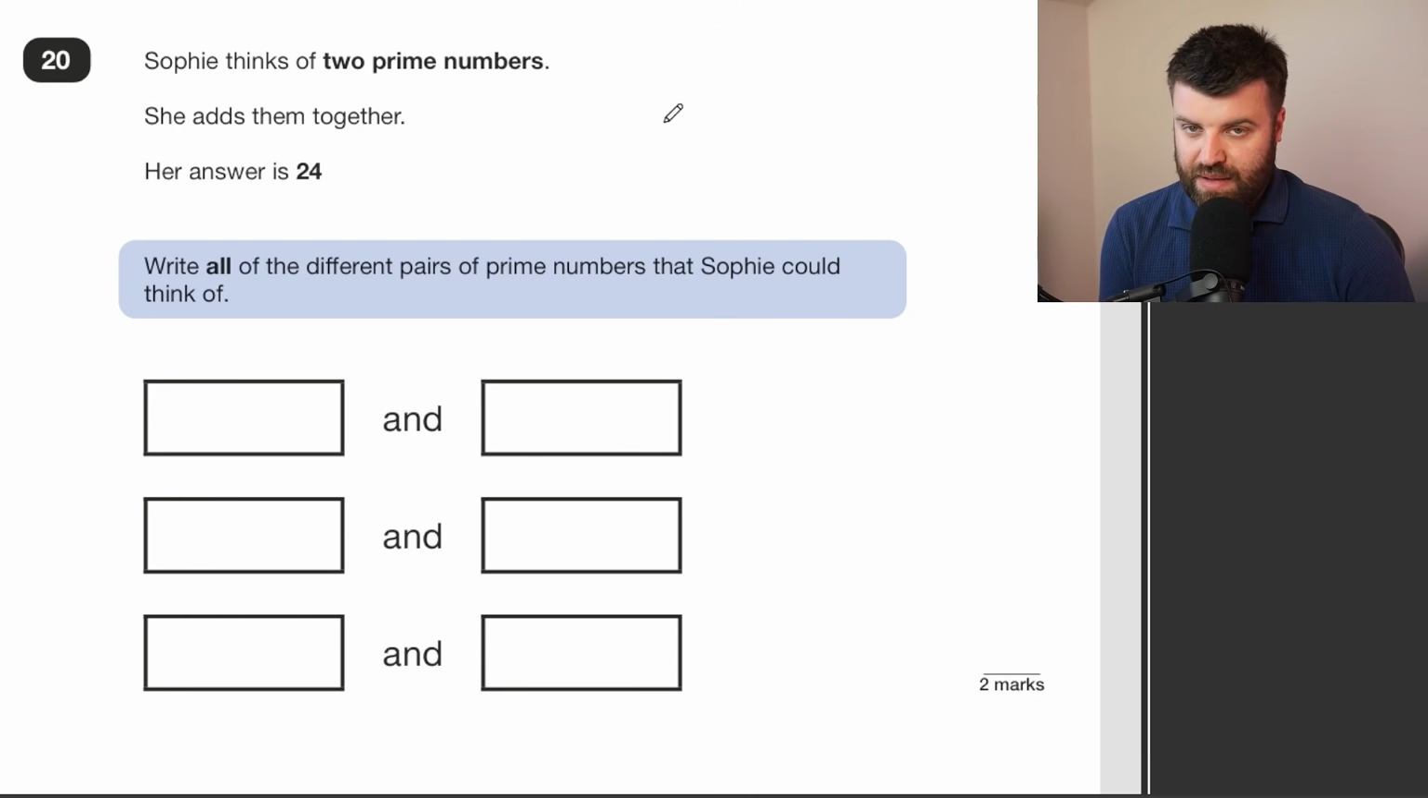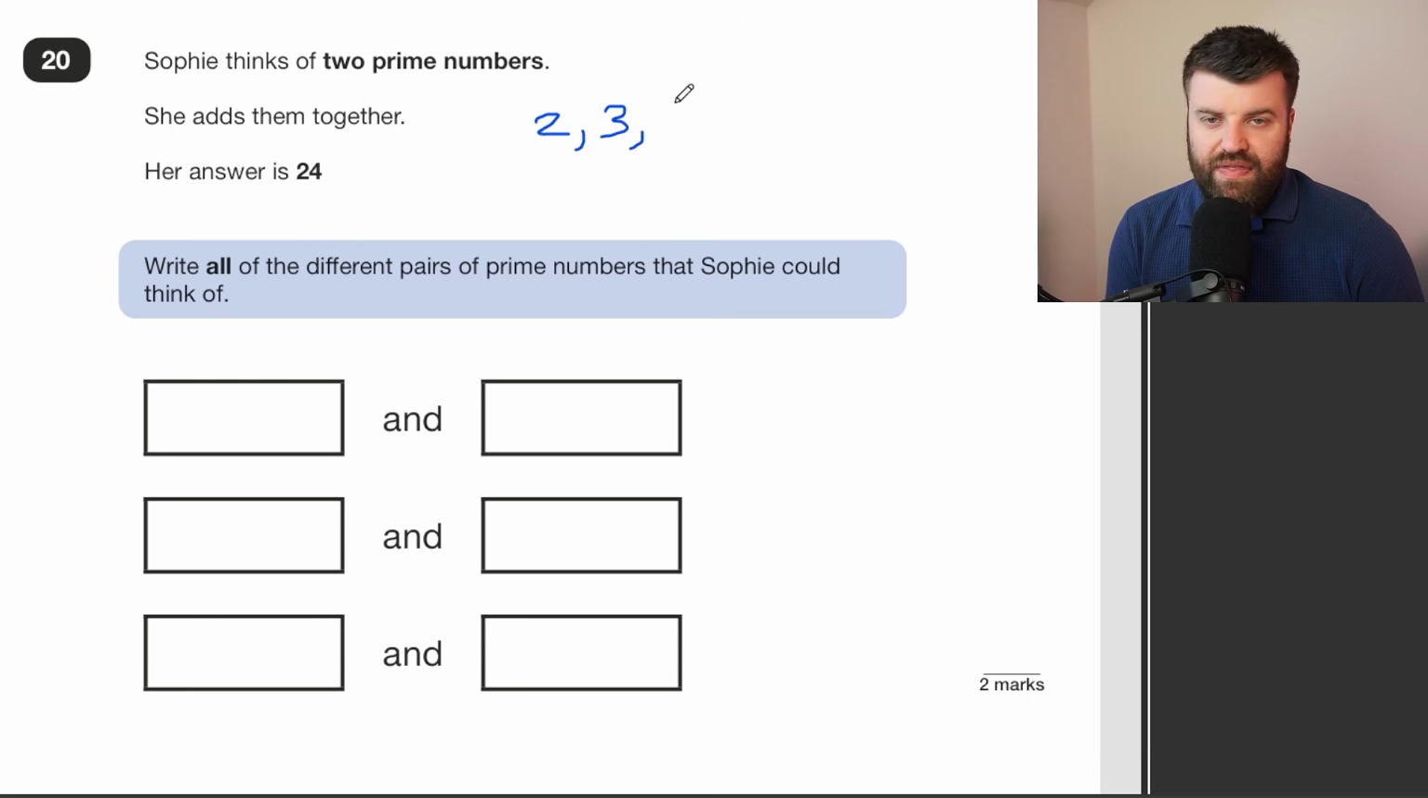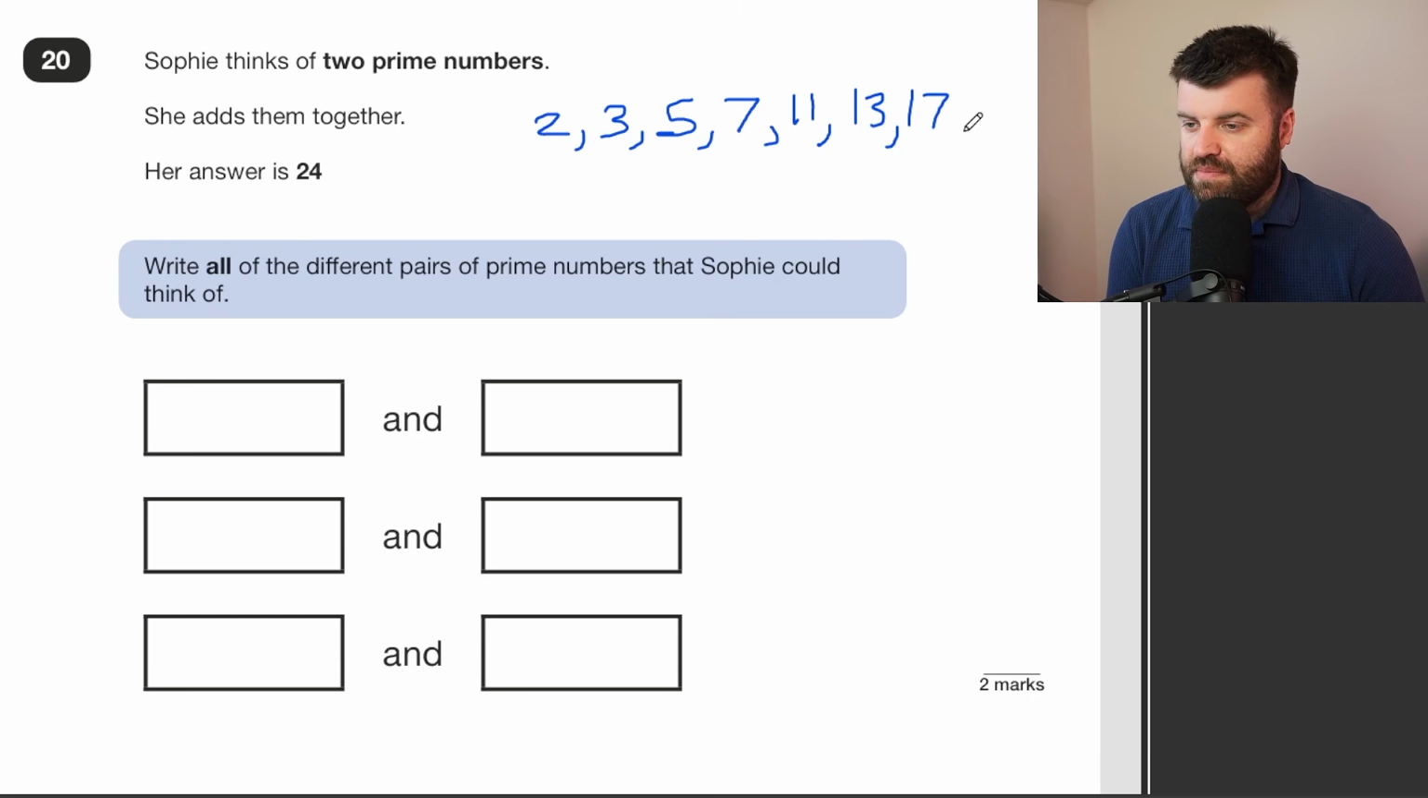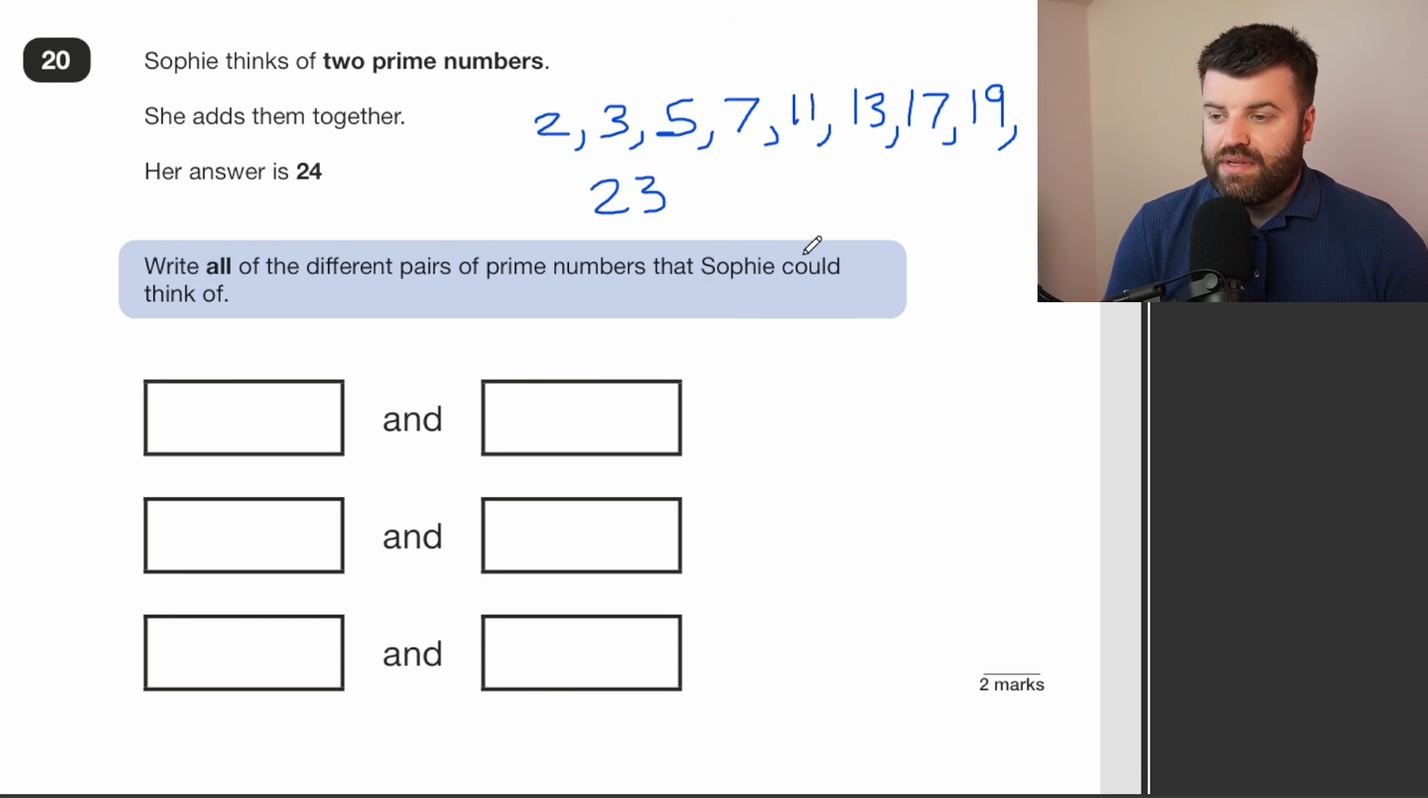So let's list the prime numbers. 0 is not prime, 1 is not prime. 2 is the first prime number. Then 3 is prime. Then no other even numbers are prime because they go into 2. So 5 is a prime number. 7 is a prime number. 9 is not because it goes into 3. 11 is a prime number. 13 is a prime number. 15 is not, it goes into 5. 17 is a prime number. 19 is a prime number. 21 is not a prime number, but 23 is. So now I've listed all of the prime numbers up to 24.